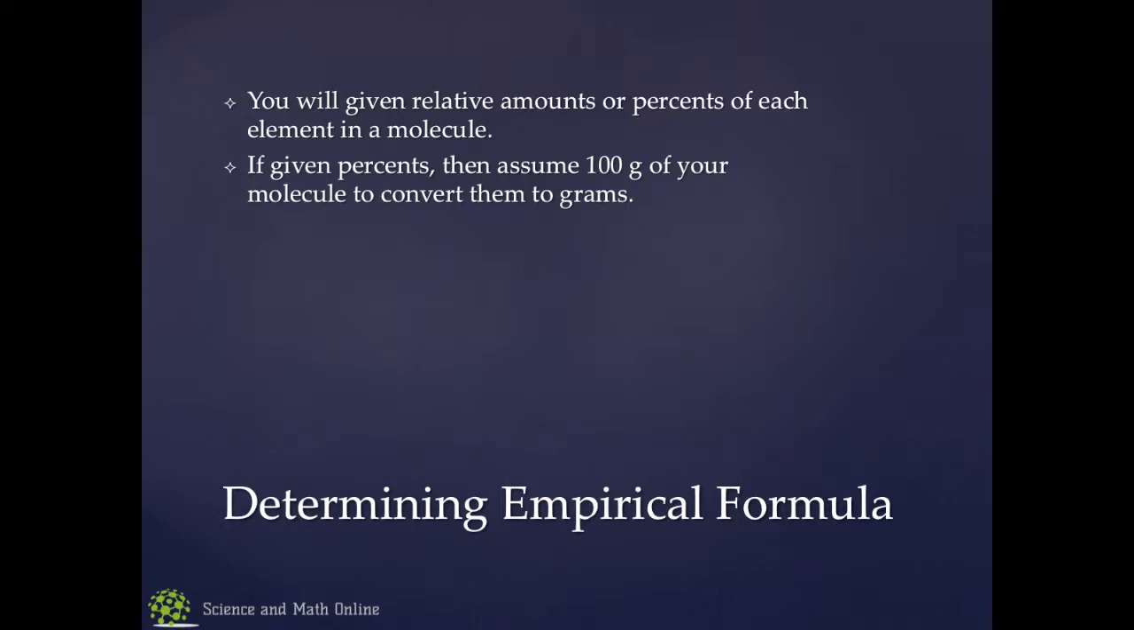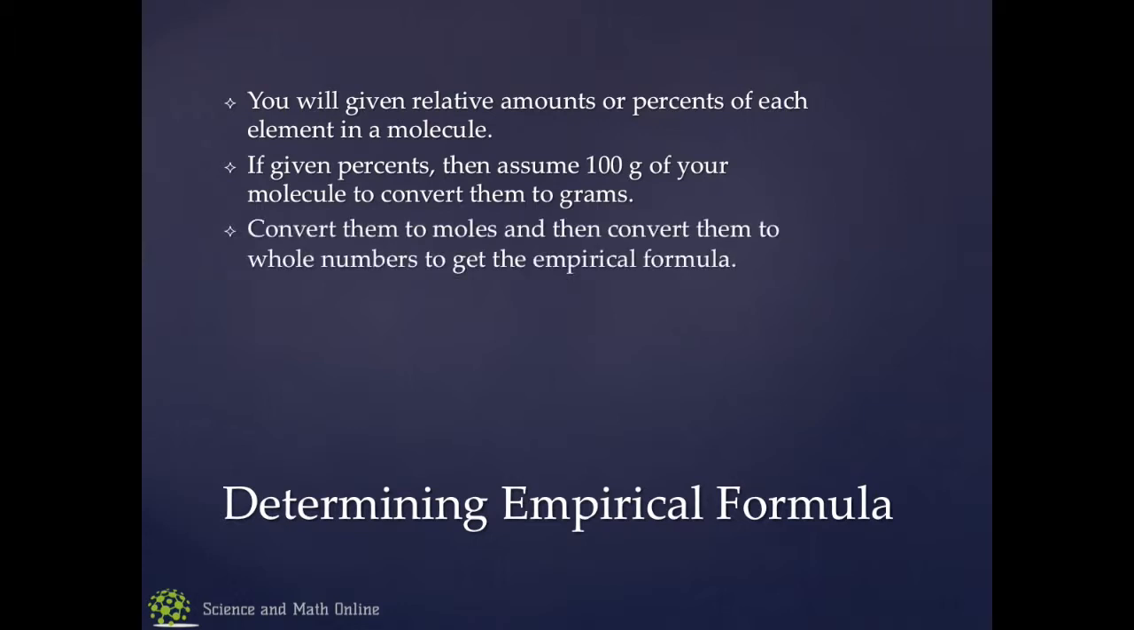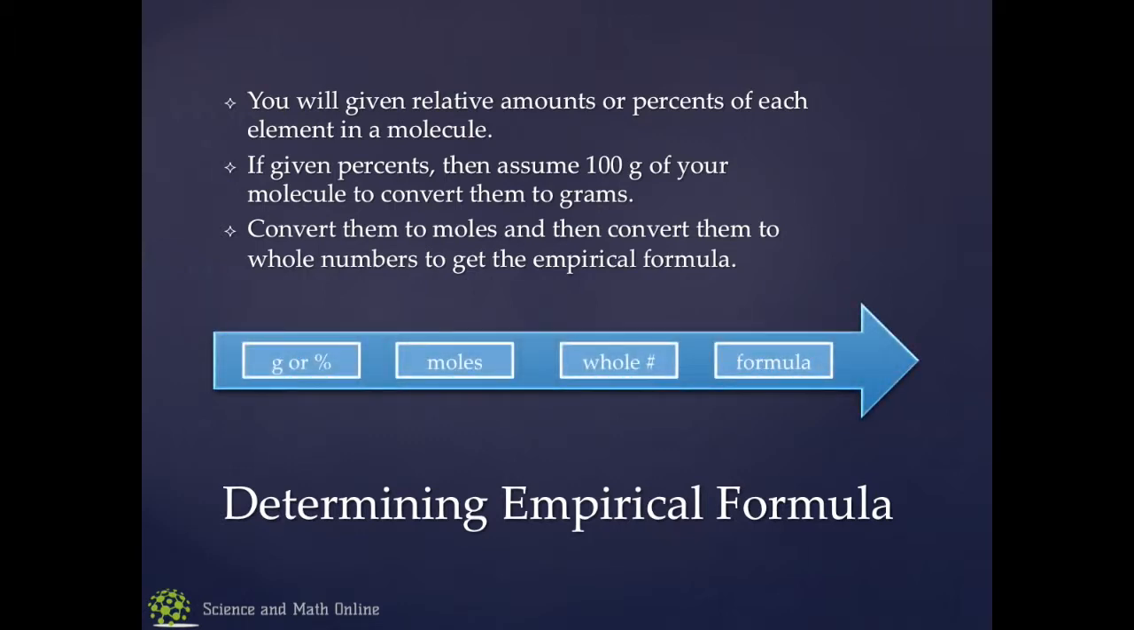When you see a percent sign for these types of problems, just turn it into grams and move on. Okay? Then we're going to convert them into moles, which we then convert into whole numbers, which we then use to find the formula. So we're going to start with the grams and percents, convert those to moles. Then we're going to take those mole numbers and make them into whole numbers. And then we're going to use those whole numbers to find the formula. So that's the path that we're going to go on.